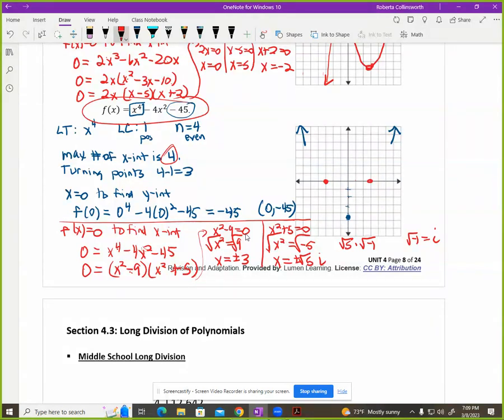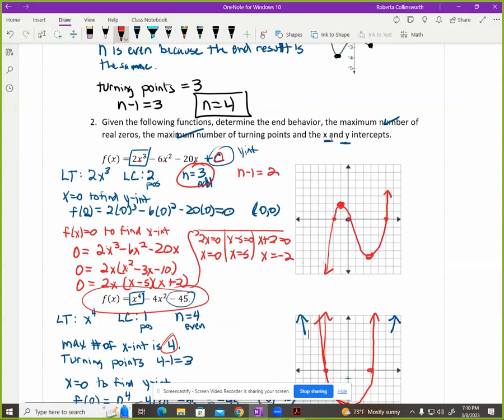So my graph is going to look something like this. Not doing great here. It goes through here and gets fatter and then goes back up. Pretend that's beautiful. It's not, but pretend it is. Okay. Let's see if we answered the questions. I did x and y intercepts. I did maximum number of turning points, and I did the maximum number of real zeros.